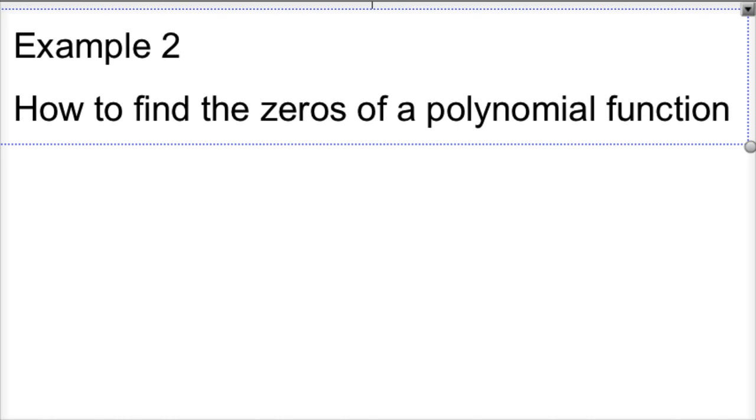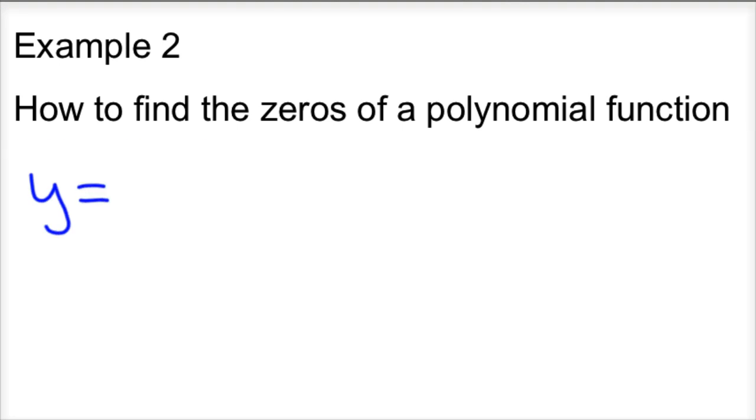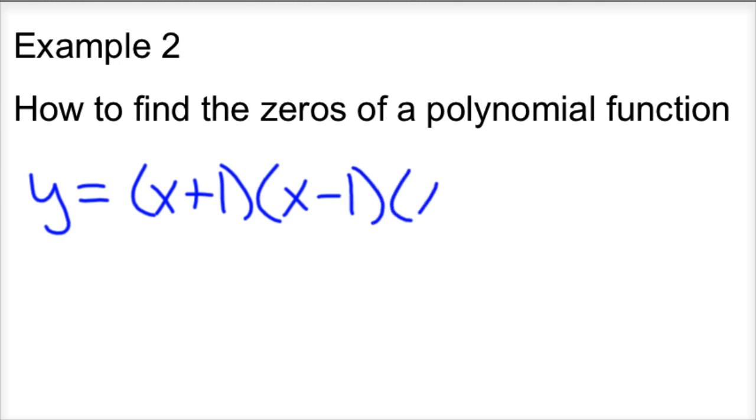Is how to find the zeros of a polynomial function. So now let's say instead of an expression, you've got a function. Let's just have something that's already factored. So that's x plus 1 times x minus 1 times x minus 3. So let's say we had this function. It is already written as a set of linear factors. It's already in factored form for us.